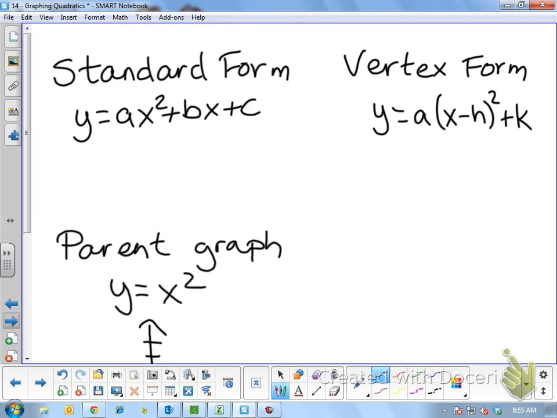So when we graph a quadratic, first we need to know what the picture is going to look like. Right now we don't. So we have to get an idea of what does a quadratic look like in general. And then we use something called the parent graph. And that graph is what we base all our other graphs off of. Our parent graph is the most basic form. And then we're going to move it around to find the other graphs of a quadratic.